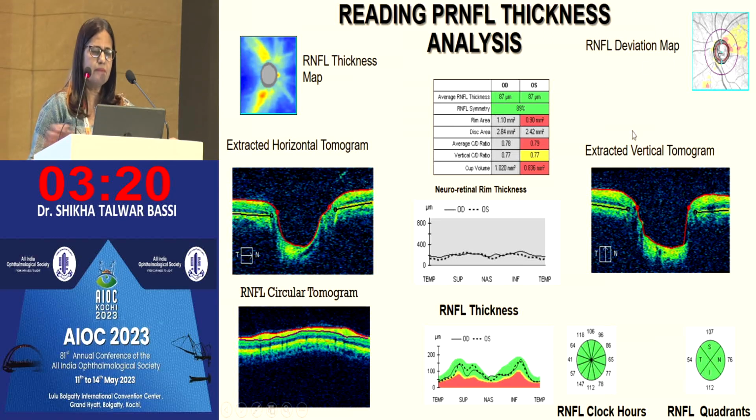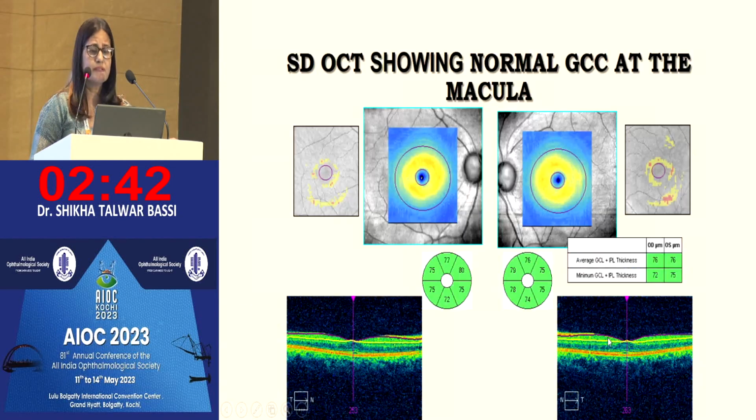Then we have the actual parameters of the optic nerve head, that is, the rim area and disc area. You can get objective data on how thick or thin the rim is. We also have extracted horizontal and vertical tomograms. This RNFL circular tomogram shows the retinal thickness along this circle that we are seeing, which is around 3.4 millimeters away from the center of the disc. As I said before, the green here is within normal limits, with the averages in the 4 quadrants and the 12 clock hours. This was about the RNFL.